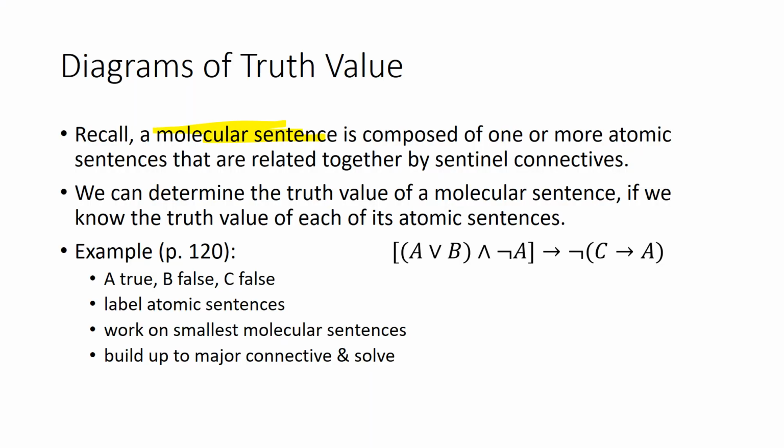Recall a molecular sentence is composed of one or more atomic sentences that relate together by sentential connectives. We can determine the truth value of a molecular sentence if we know the truth value of each of its atomic sentences. So we're given the example from page 120 of this very large molecular sentence. We want to know if it's true or false, given that the atomic sentence A is true, that the atomic sentence B is false, and that the atomic sentence C is false.